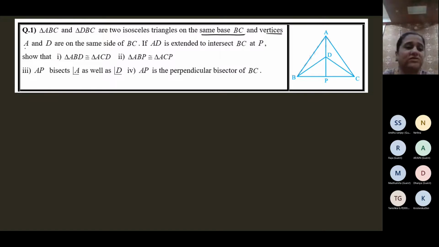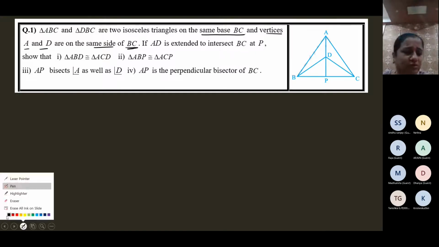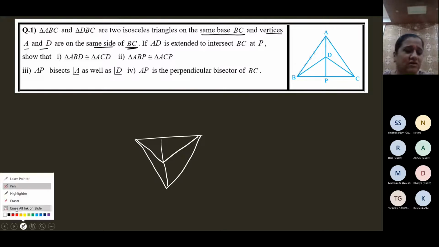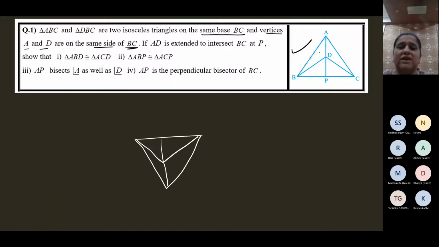Same base BC, and vertices A and D are on the same side of BC. So same side can be above or below. You can also draw the diagram like this. Same side can be above or below. Like this also you can draw. But you're comfortable with this, right? We are always comfortable with a triangle upright like this. Just for convenience, we take it like this. You can also draw the figure like this. You can also take the two triangles below BC. The proof will be the same.